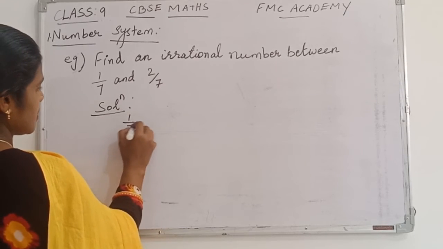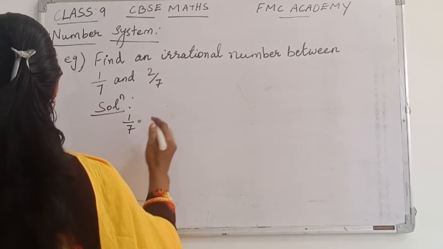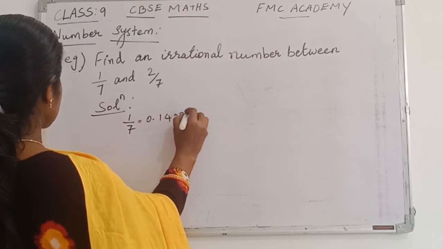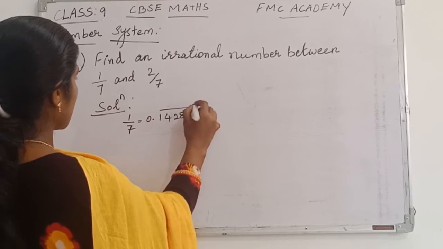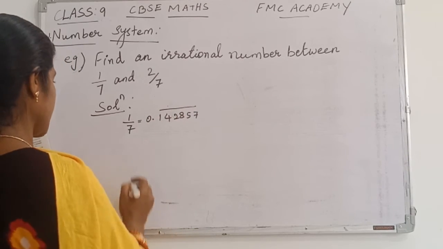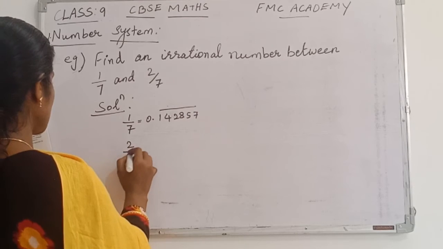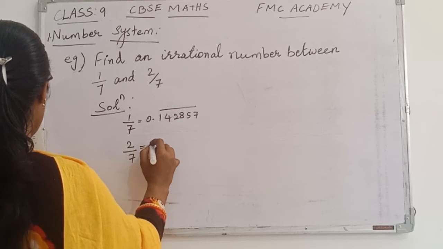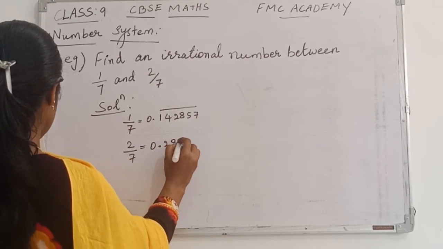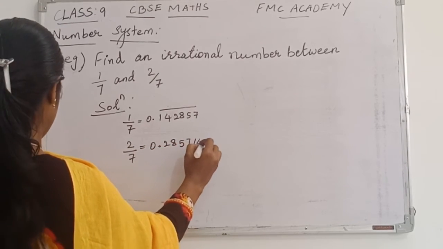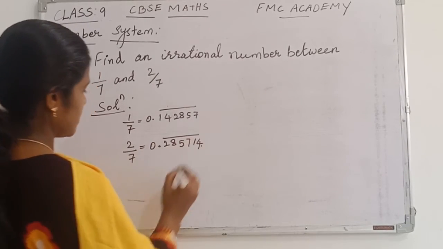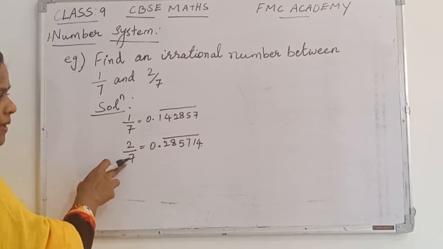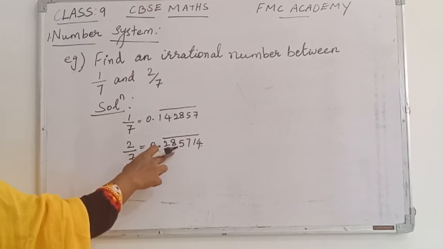1 by 7. If you divide it, what will you get? You will be getting 0.142857, which is repeating again. The full set will be repeated again and again. The same way, the next number, that is 2 by 7. It means just the same thing, we will multiply by 2. That is 0.285714. Here also the same set will be repeated. So when you divide 1 by 7, you will have this one, and for 2 by 7, the same answer multiplied by 2, you will get this one.